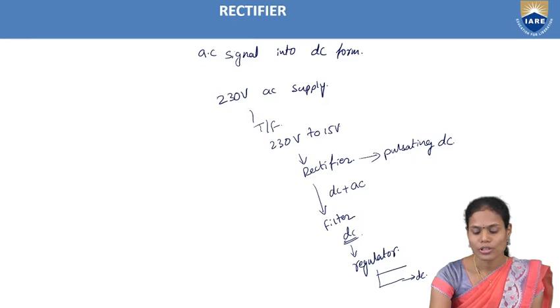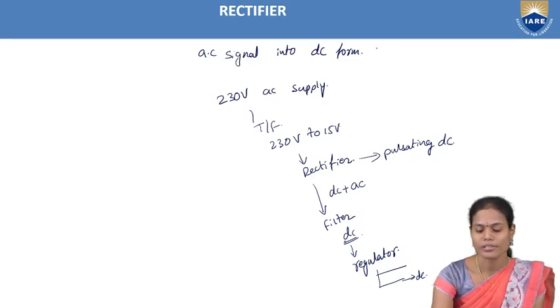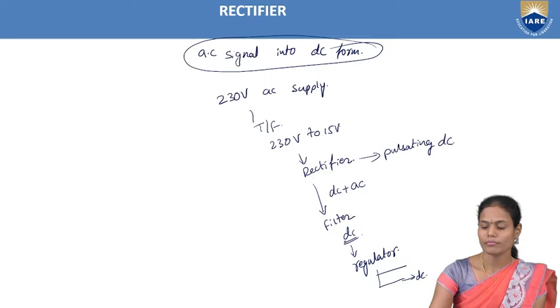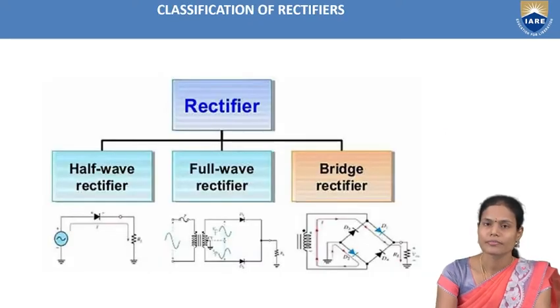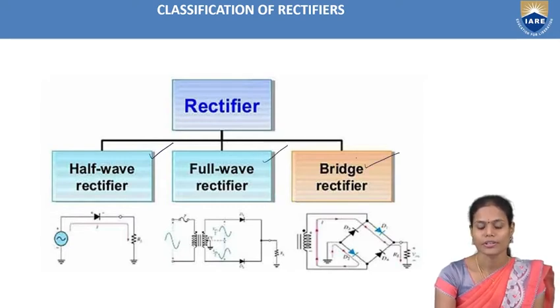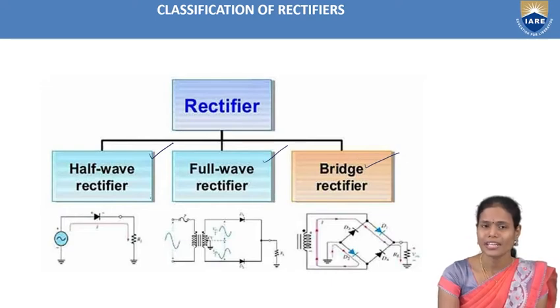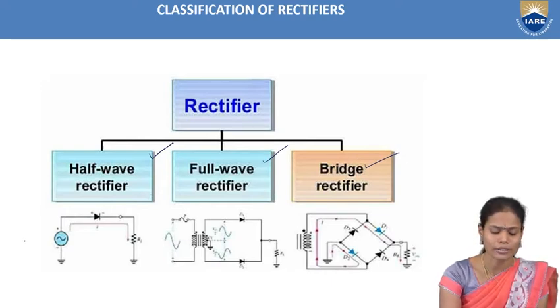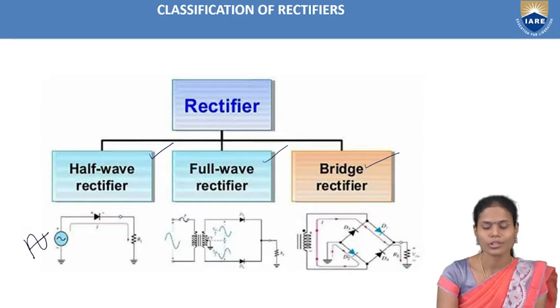This constant DC voltage we can utilize for our applications. So in this power supply unit, we are going to utilize the rectifier. These rectifiers are of three types: half wave rectifier, full wave rectifier and bridge rectifier. In the case of the half wave rectifier, as the name itself indicates, when you apply the input signal to this rectifier circuit, it utilizes only half cycle of the input signal for the rectification process. Because of that, it is named the half wave rectifier.